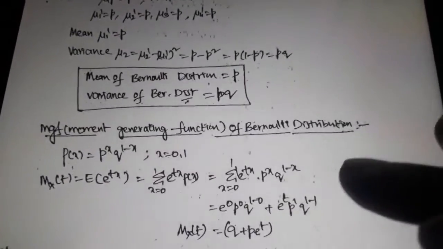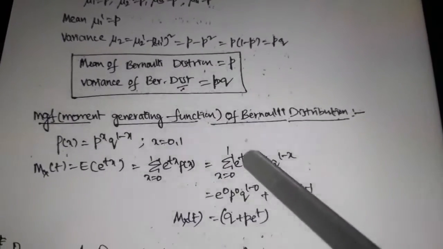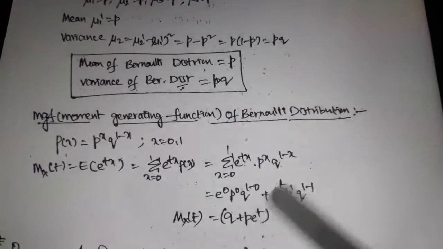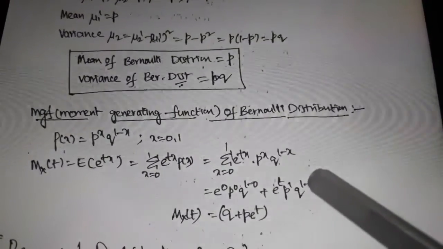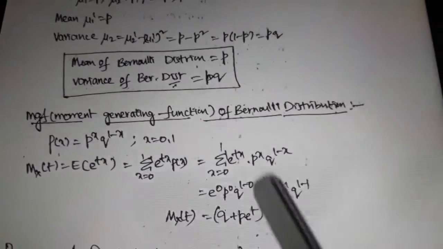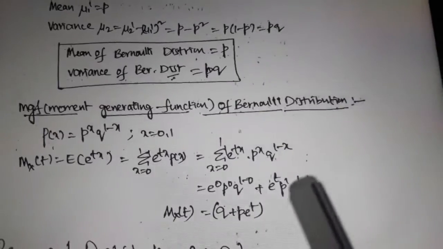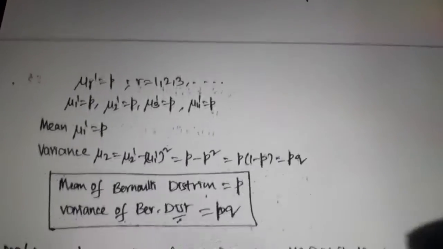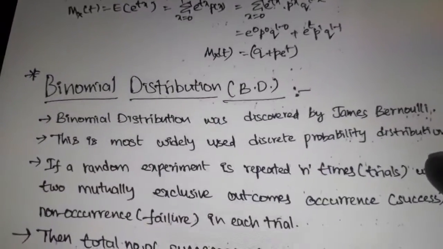Once we substitute, check it: summation e power tx into p power x q power 1 minus x. X equal to 0 substitute: e power 0, p power 0, q power 1, that is 1 into q. Plus 1 substitute: e power t, p power 1, q power 1 minus 1, that is p e power t. Finally M x of t is q plus p e power t, which is the MGF of Bernoulli distribution. To explain Bernoulli distribution, first you should write the definition, then derive mean and variance. After that the MGF is also considered. So it's a very simple and basic distribution.